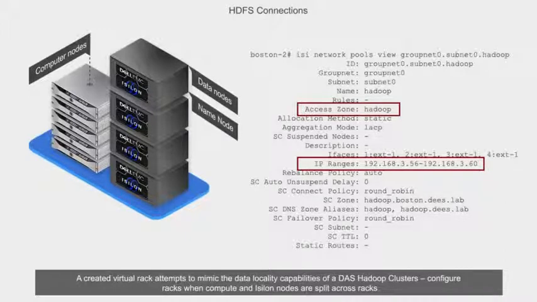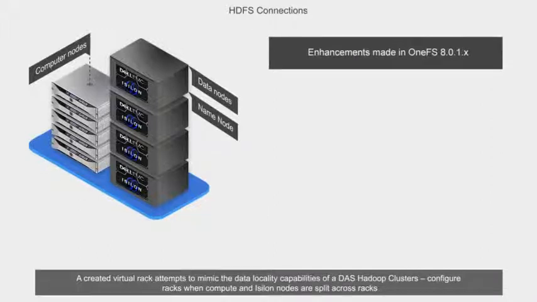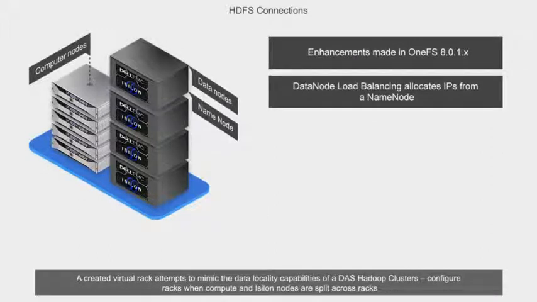Data node load balancing is an Isilon feature that allocates IP addresses from a name node. The IP addresses given when metadata is requested are from the nodes that have the lowest connection count.